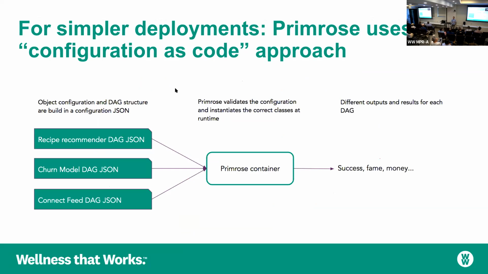And yeah, not to harp on this too much, but one of the key things that makes this easy to deploy is that everything is done through configuration as code. So whether you're doing a recipe recommender, churn model, or connect feed, it's just a different JSON object that you'll write. Obviously, the first time you write it, you'll need to write some new nodes if it's new stuff that you haven't worked with previously. But beyond that, you just write a JSON that specifies where you want to read from and what you want to write to, and what nodes depend on what other nodes in your DAG structure. They go into a Primrose container, and then you literally achieve success, fame, and money with no other work at all.